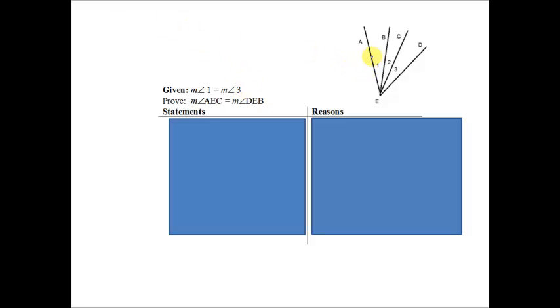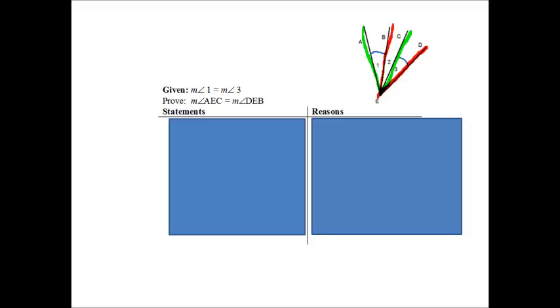So they're telling us that this angle 1 right here has the same measure as our angle 3 on the other end of this picture. Those two measures are the same, or in other words, these are congruent angles. Our job is to prove that angle AEC, that's this angle, AE, and then out through C, is congruent to angle DEB. So angle DEB is here, DE, and then out through B. So those two angles kind of overlap each other. We're going to prove that those are the same size.